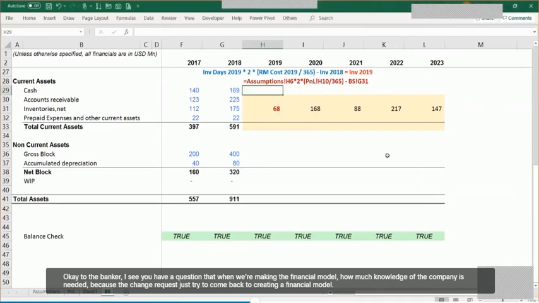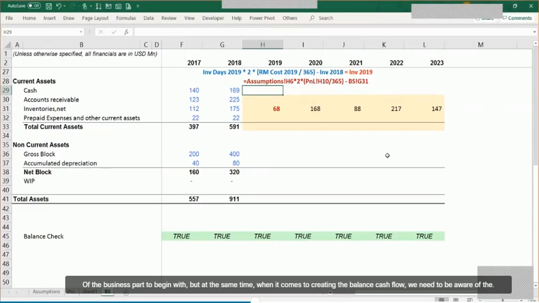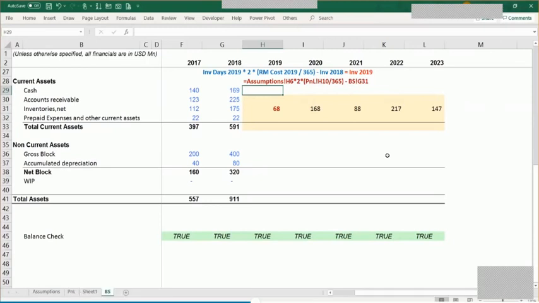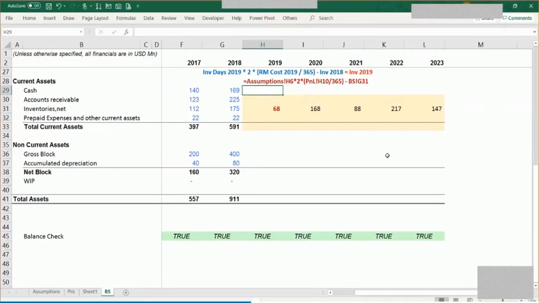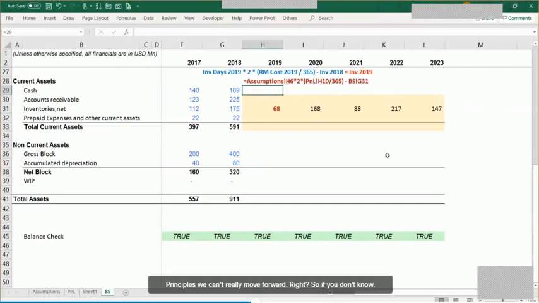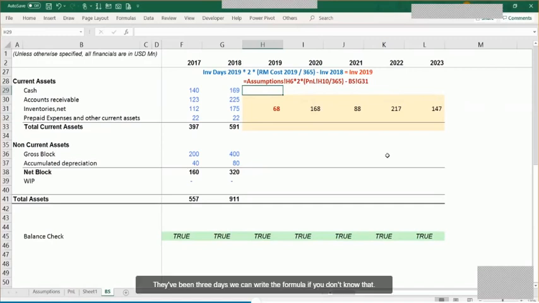Creating a financial model, let me put it this way, requires a solid understanding of the business model to begin with. But at the same time, when it comes to creating the P&L, balance sheet and cash flow, we also need to be aware of the accounting rules and conventions. Unless and until we are pretty clear on the concepts related to the accounting principles, we can't really move forward, right? So if you don't know the formula or the logic to be used for computing the inventory days, we can't write a formula over here.